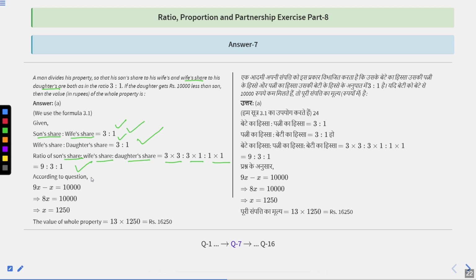According to the question, 9x minus x equals 10,000. It is given that the daughter gets 10,000 less than the son, so the son gets 9x and the daughter gets x, so the difference is 10,000. So 8x equals 10,000, so x will be 1250. So the value of the whole property will be the total share 9 plus 3 plus 1, which is 13. So 13 multiplied by 1250 becomes 16,250. So A is the correct answer.